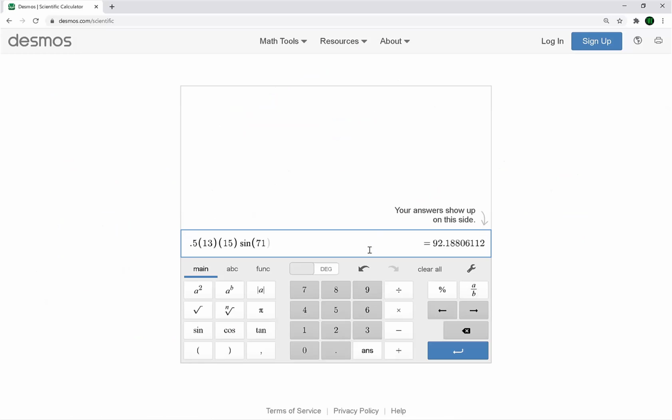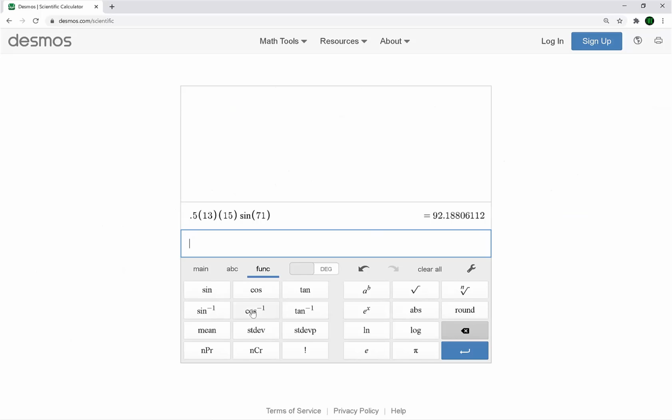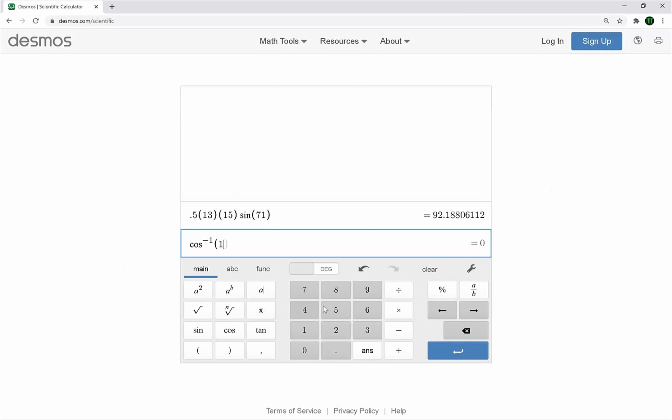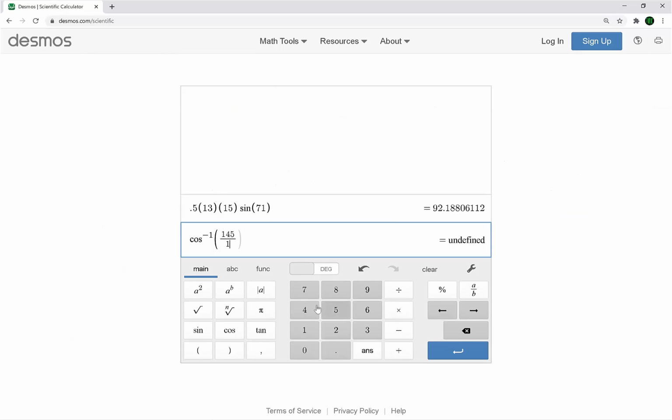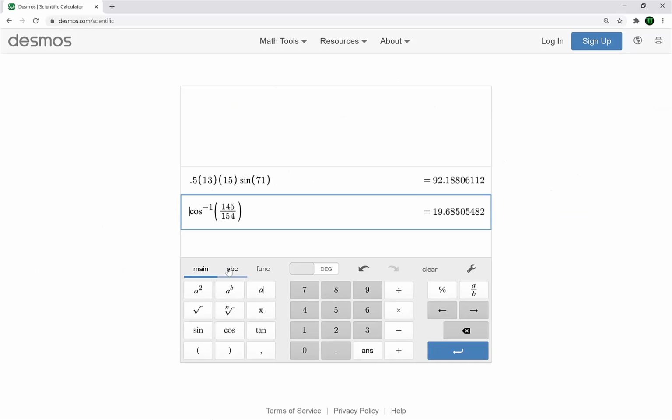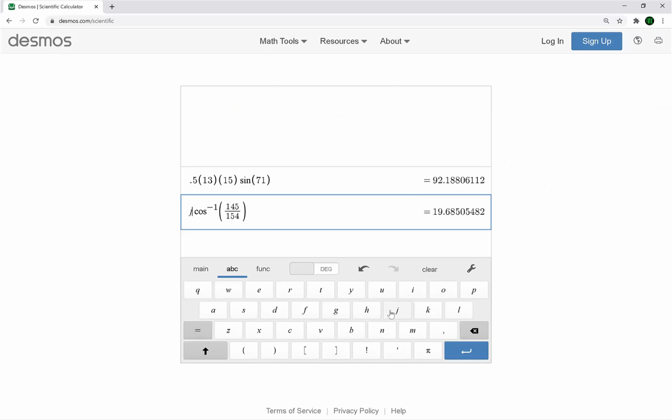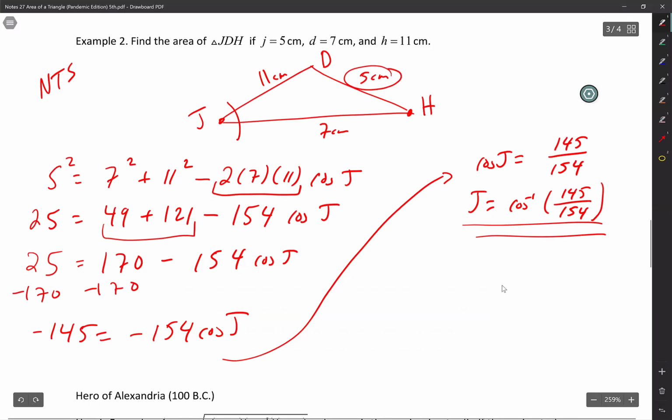What's up, J? Okay, anyway. So here we go. I'm going to go arc cosine. Oh, wait, was it arc cosine? Yeah, it was arc cosine. Arc cosine, and was it 145 over 154? Yes. Okay. And I'm going to call this J. So let me get in front of it and go J equals. So there it is. J equals that number, 19.685 degrees. So I'm going to come back really quick, guys. Angle J is 19.685 degrees.